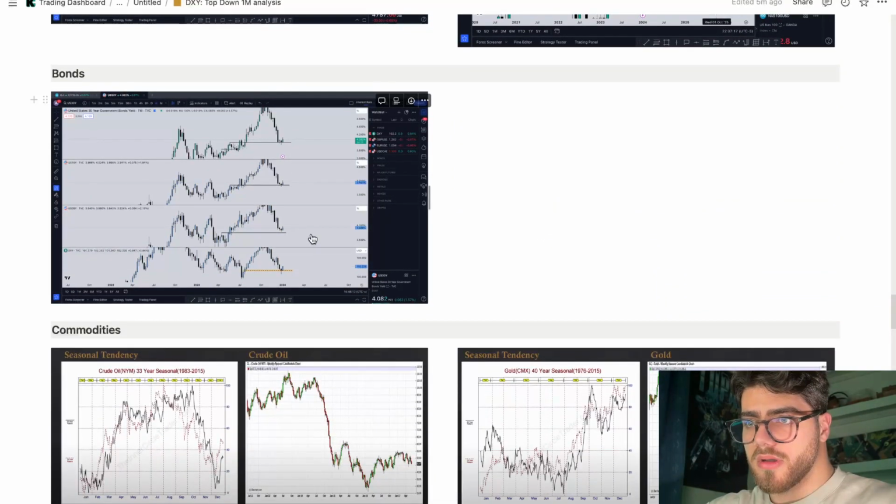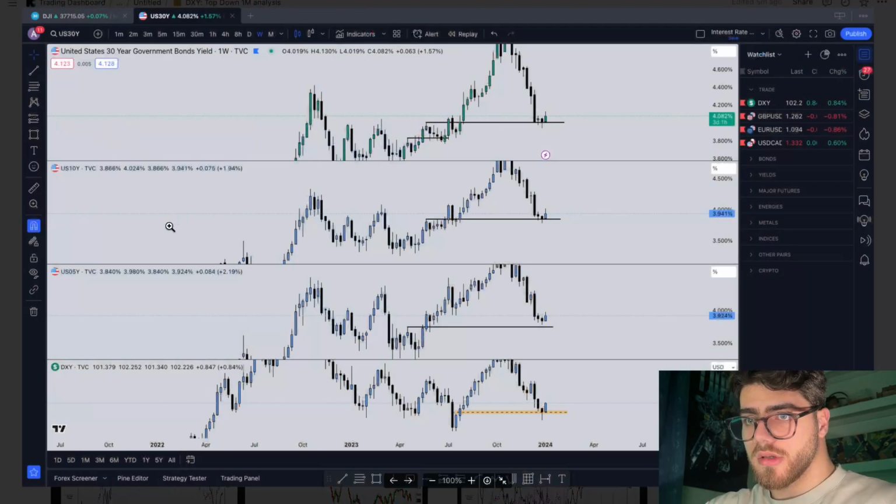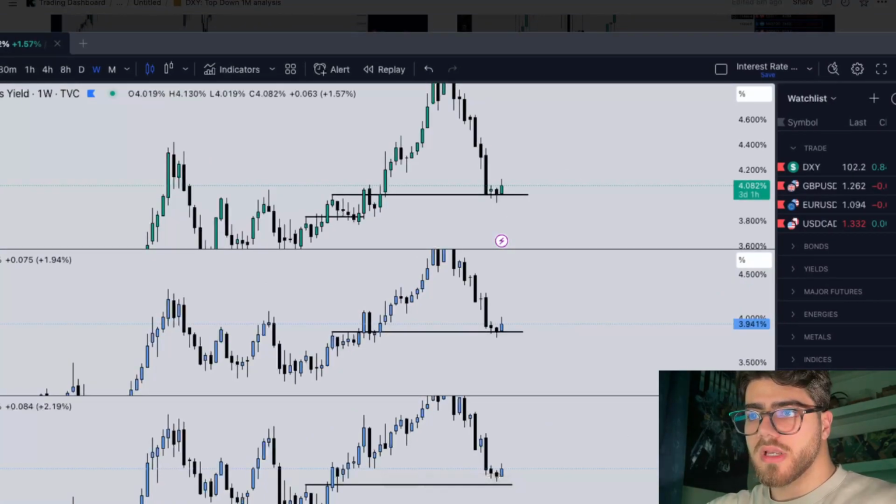Next up is the bonds. We're looking at the 30-year, the 10-year, 5-year, and the dollar to see if we've got any SMT. First, we look at market profiles, structure, and PD arrays. We're at a mitigation block on the 30-year, with a nice reaction off of that.